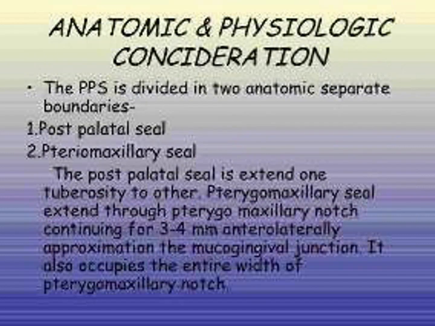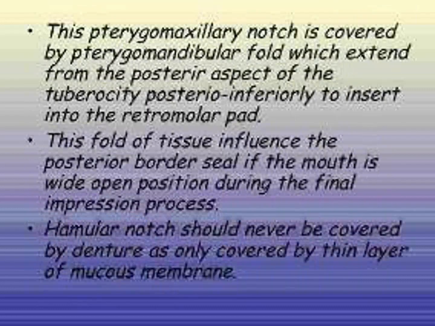PPS area anatomic considerations: it is divided into two, postpalatal seal and pterygomaxillary seal. The postpalatal seal extends from one tuberosity to the other, and the pterygomaxillary seal extends from the pterygomaxillary notch, continuing for 3 to 4 millimeters anterolaterally, approximating the mucogingival junction. It occupies the entire width of the pterygomaxillary notch.